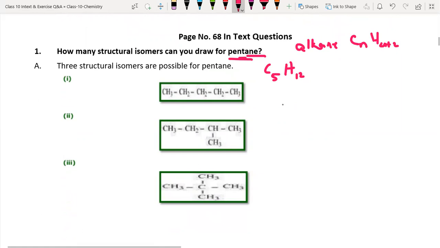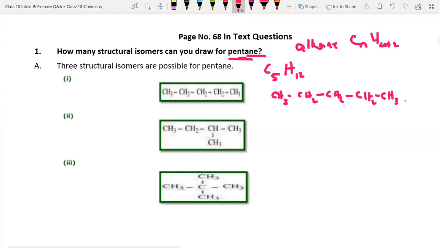Here you can observe it is 1, 2, 3, 4, 5. Here 3 hydrogens, so it will become CH3 bond, CH2 bond, CH2 bond, CH2 bond C. Here 3 will be there, so it will be CH3.